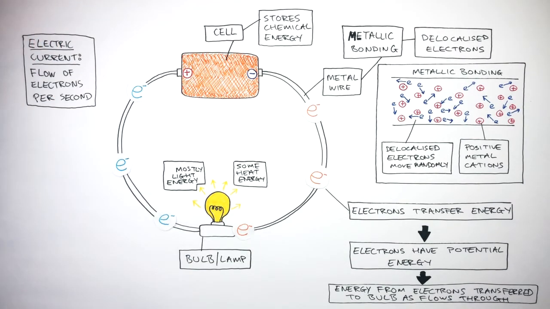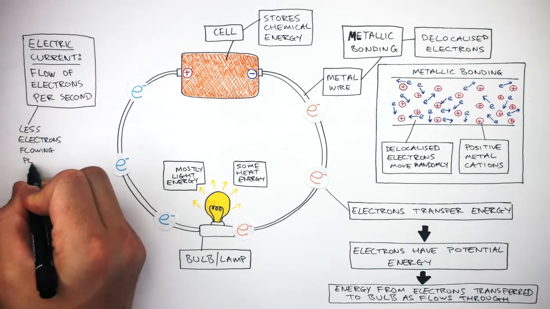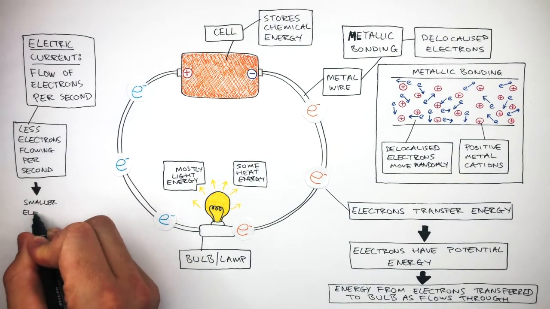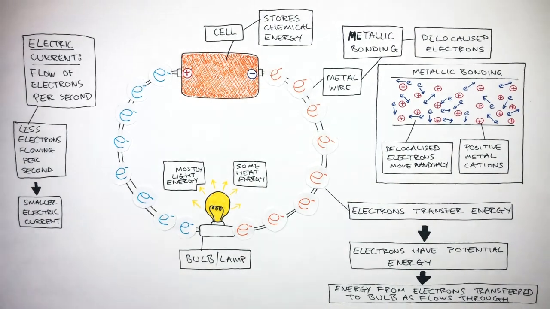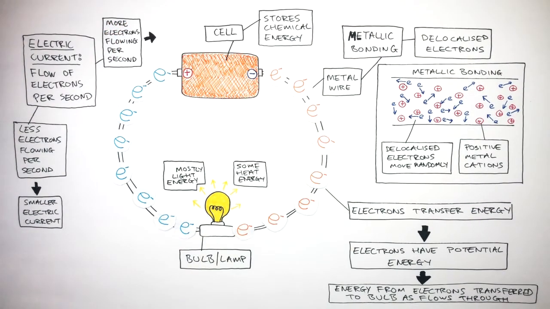The less electrons flowing per second, the lower the electric current, as shown in the diagram with there being less electrons flowing per second. So the less electrons flowing per second, the smaller the electric current. The diagram now shows how there are more electrons flowing, so the bigger the electric current. So the more electrons flowing per second, the bigger the electric current.